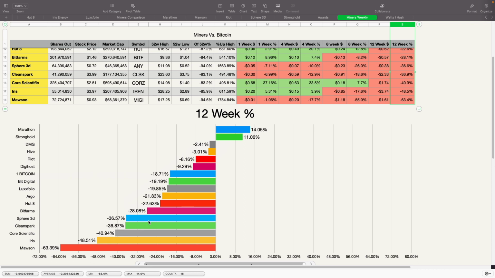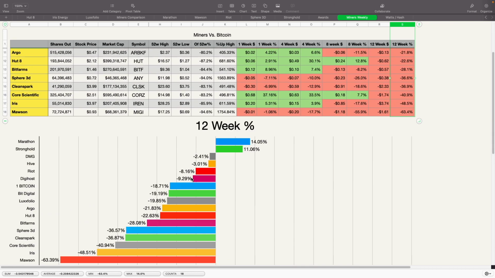Or not did better, worse. They did worse. What am I saying? These guys did worse than Bitcoin. These guys did better than Bitcoin. Sorry about that. Bitcoin's down 18%. So DigiHost, Riot, Hive, DMG, Stronghold, and Marathon did better than Bitcoin. And then Luxfolio, Bit Digital, Argo, HUT 8, Bitfarms, Sphere 3D, CleanSpark, Core Scientific, Iris, and Mawson did worse than Bitcoin. There we go. Got a little confused myself with all the numbers.